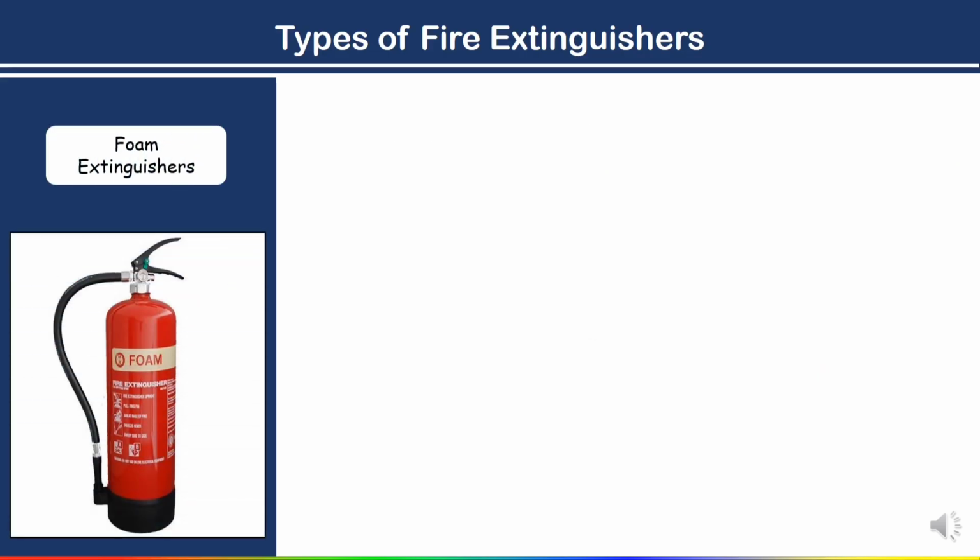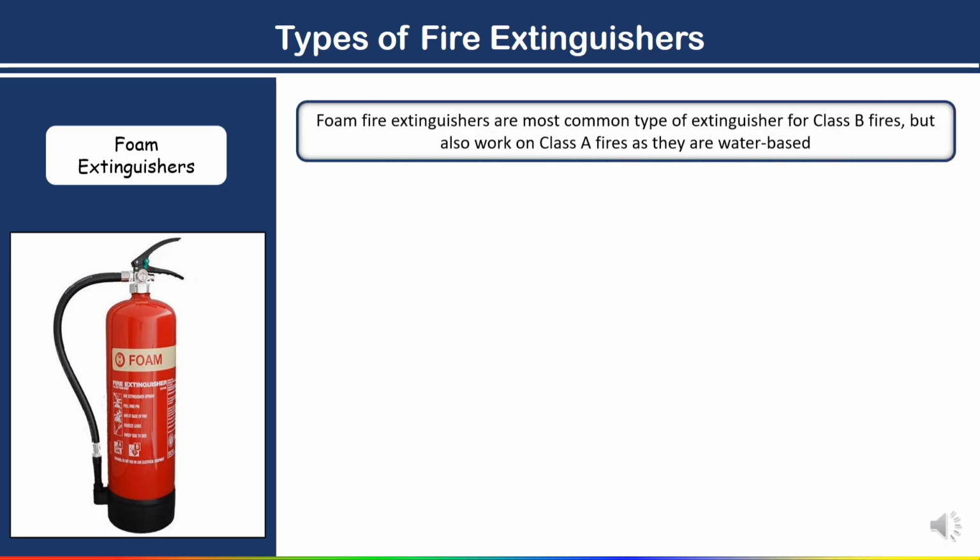Now we'll discuss the second type of fire extinguisher, the foam fire extinguisher. As I already discussed, foam fire extinguishers are the most common type of extinguisher for class B fire. Class B fires are generally fueled by flammable liquid. Foam also works on class A fire as it is water based. So you can use the foam fire extinguisher for both class A and class B fire.